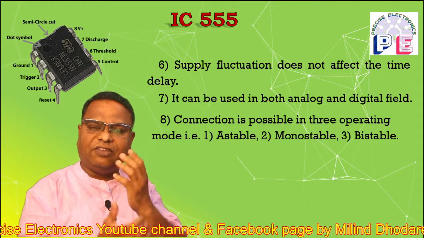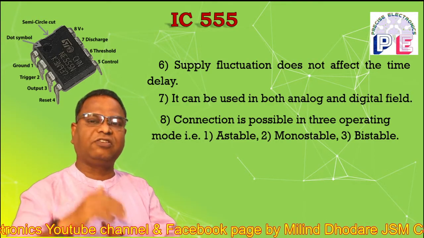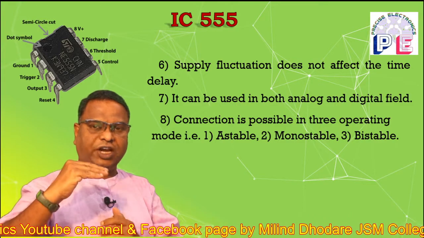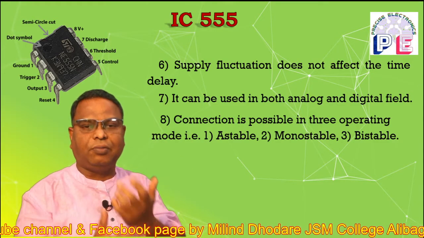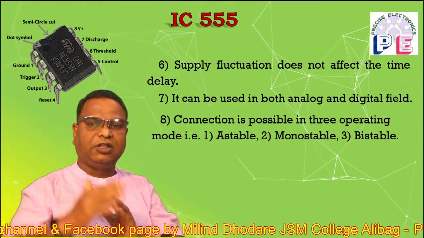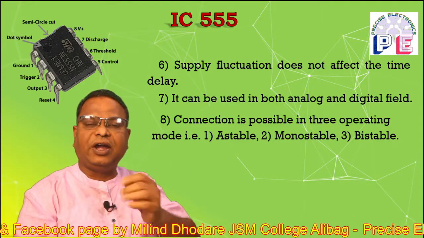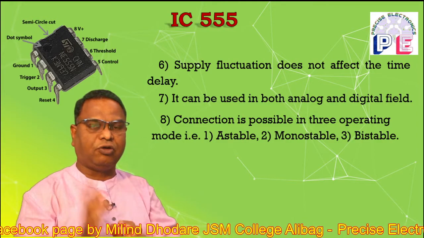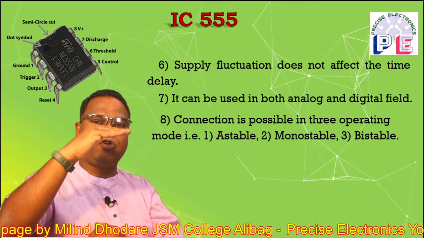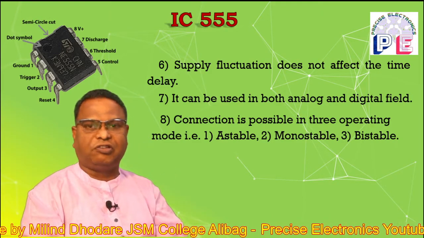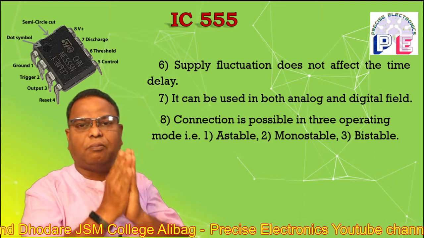The next type is bistable. Bi means two, as in binary. In this case, both the states, the low state or off state, as well as the on state, that is the high state, are stable states. That means for the transition of state from low to high or from high to low, we require a trigger pulse. Two trigger pulses are required, one for the transition of each state. From low to high, one trigger pulse is required, and from high to low, one more trigger pulse is required. So in this case, both states are stable. This mode is known as bistable mode.